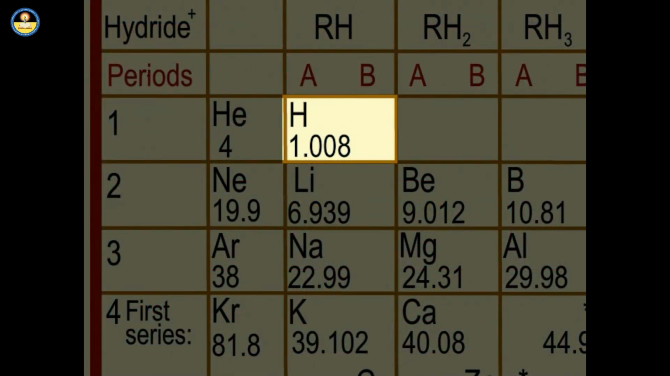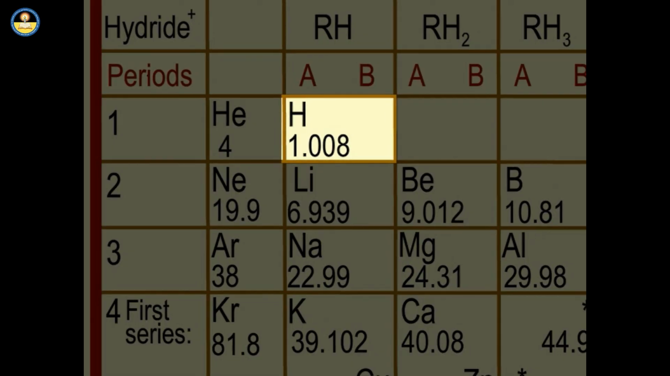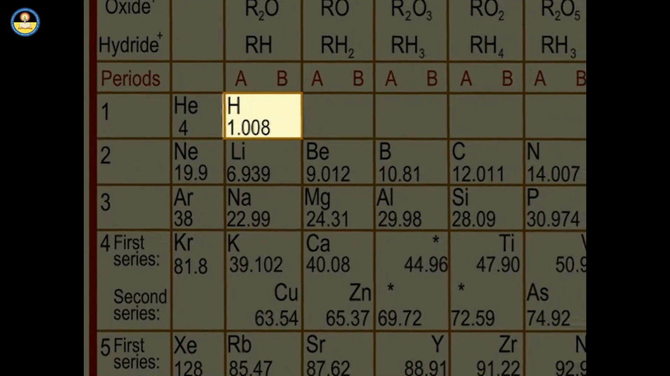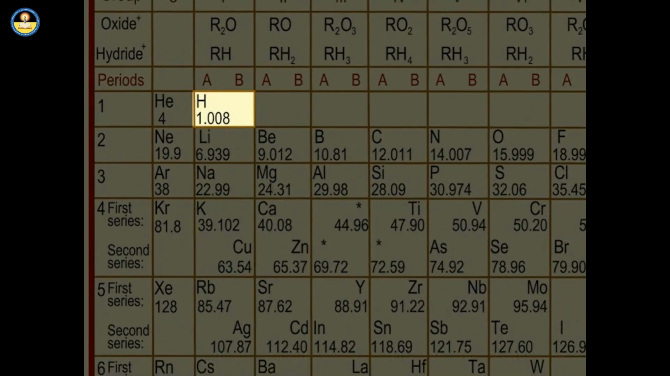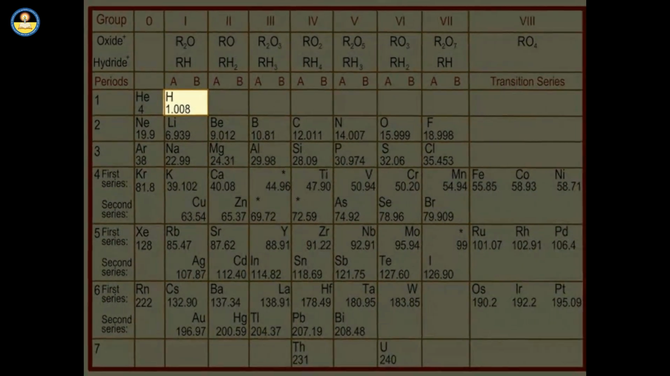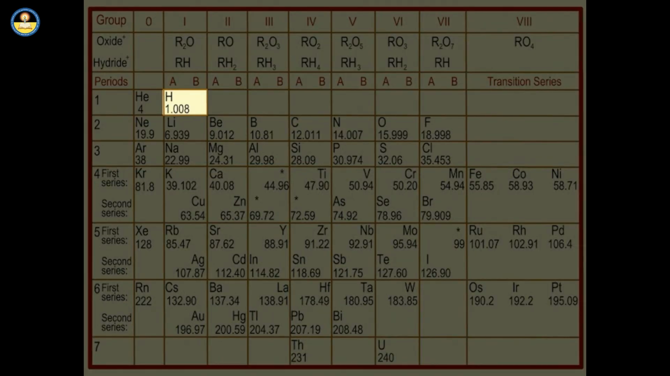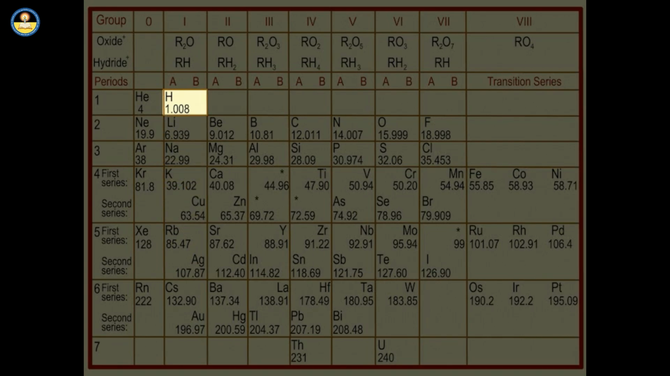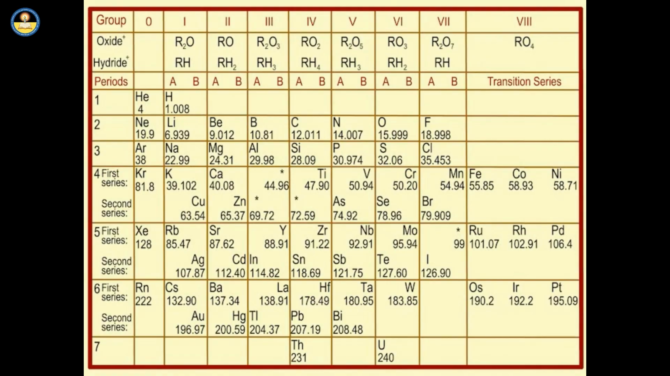In other words, the position of hydrogen in the periodic table is controversial. That is, no fixed position can be assigned to hydrogen in the periodic table. Even the placement of hydrogen along with alkali metals seems to be more appropriate because it is the first element in the periodic table and has the lowest atomic mass.